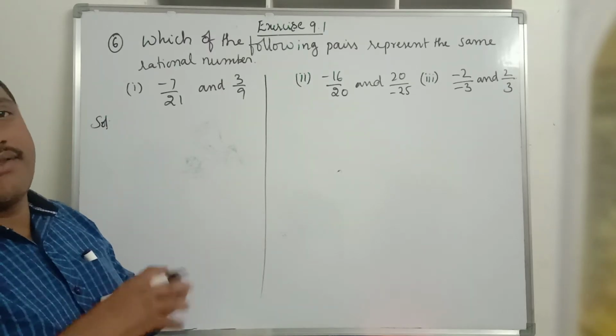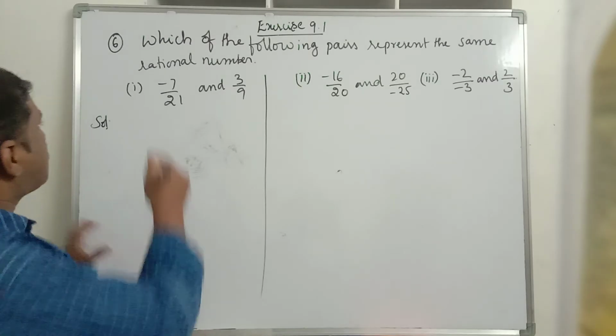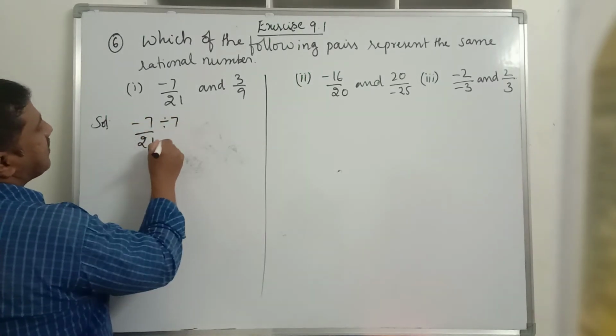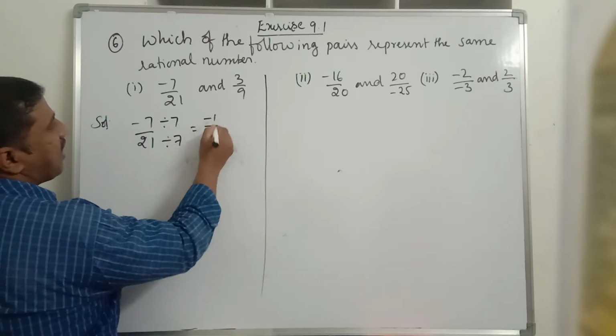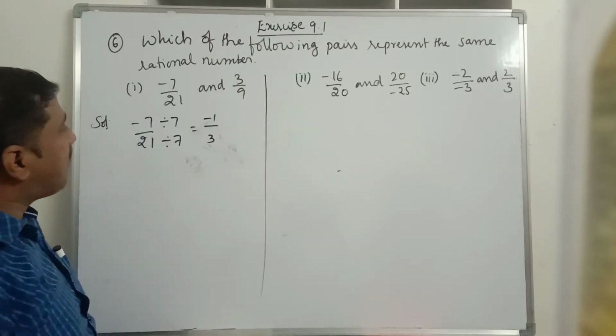Then you compare, then you observe whether they represent the same rational number or not. So here, minus 7 by 21 is divided by 7 in both. Then we will get 7 ones are 7. Therefore it is minus 1, divided by 7 threes are 21. Minus 1 by 3 we got.